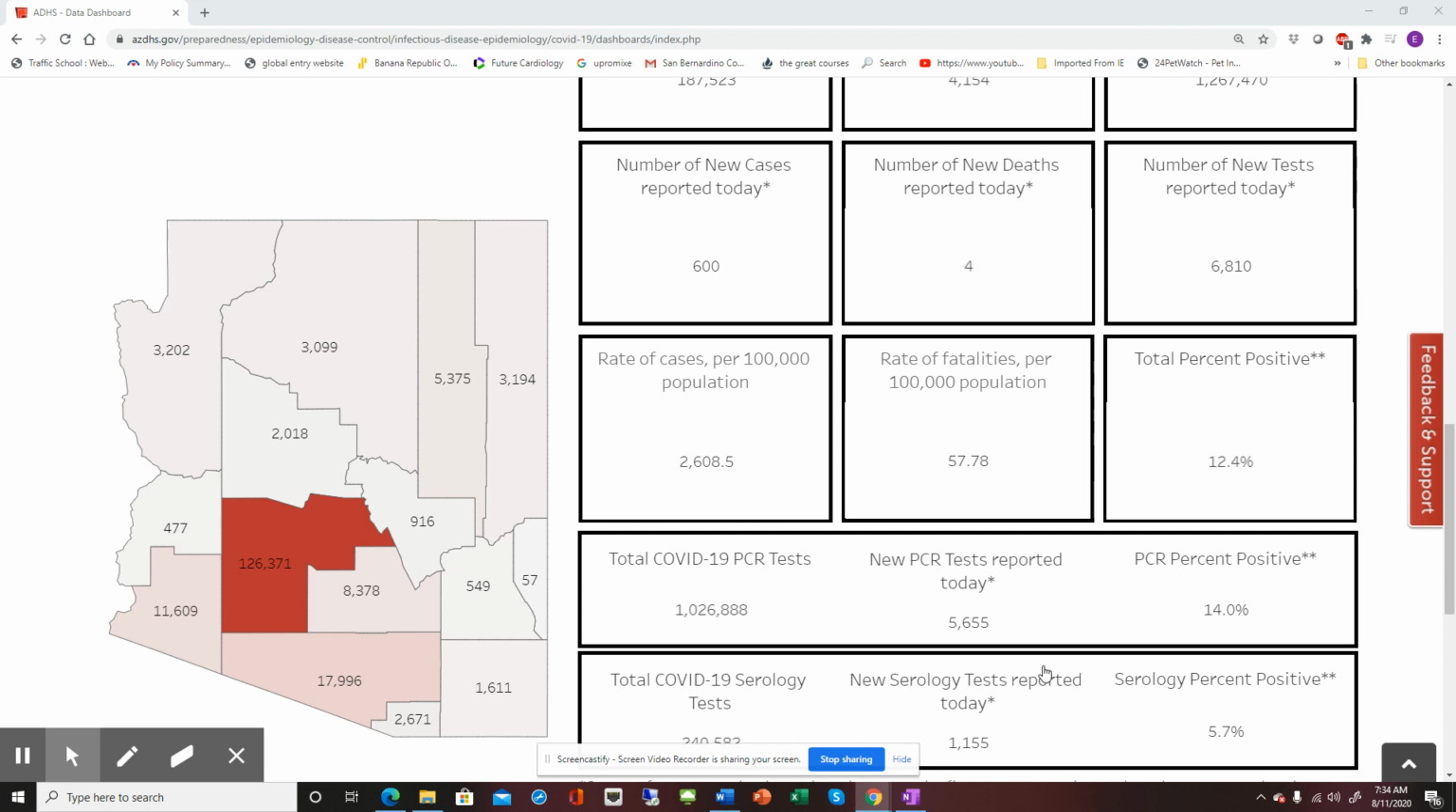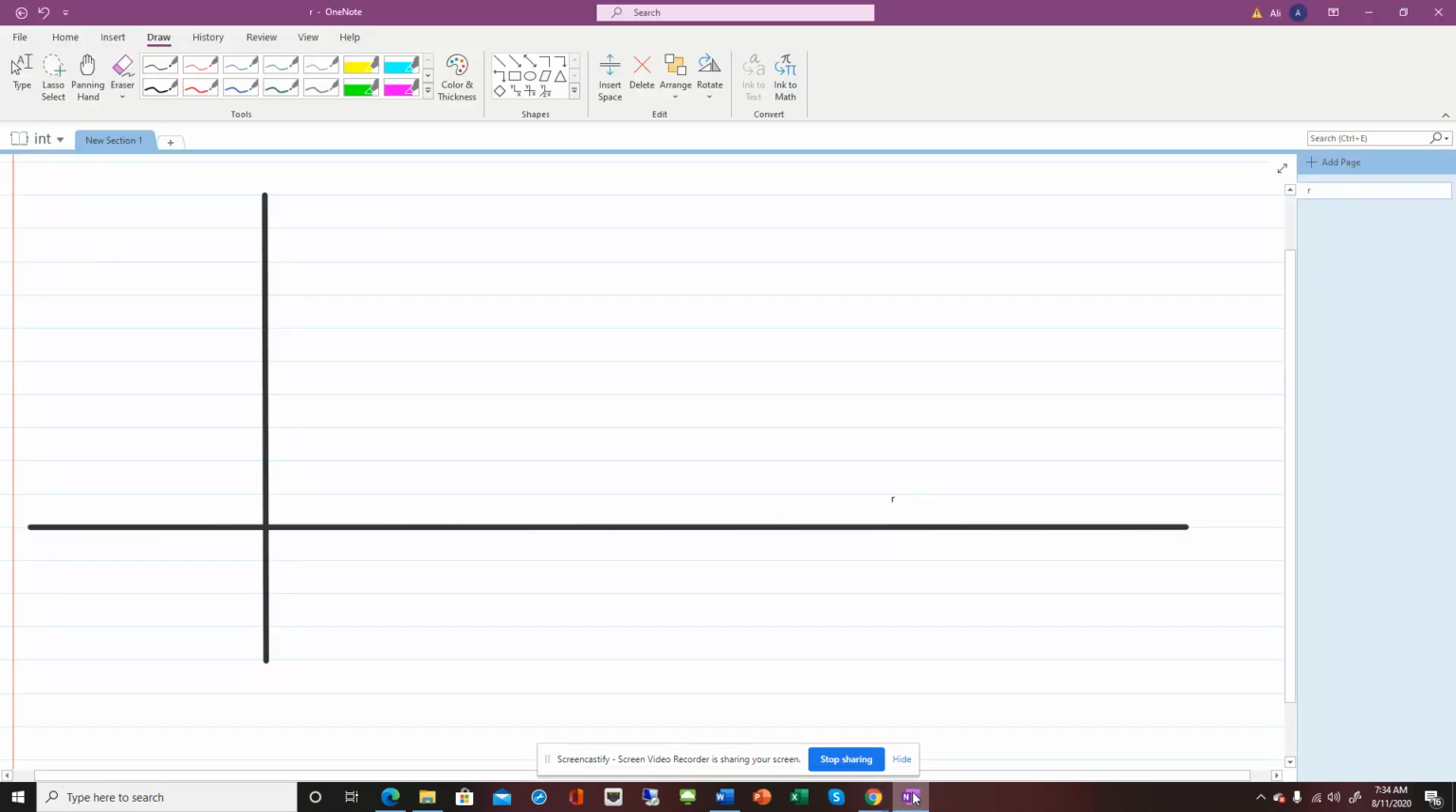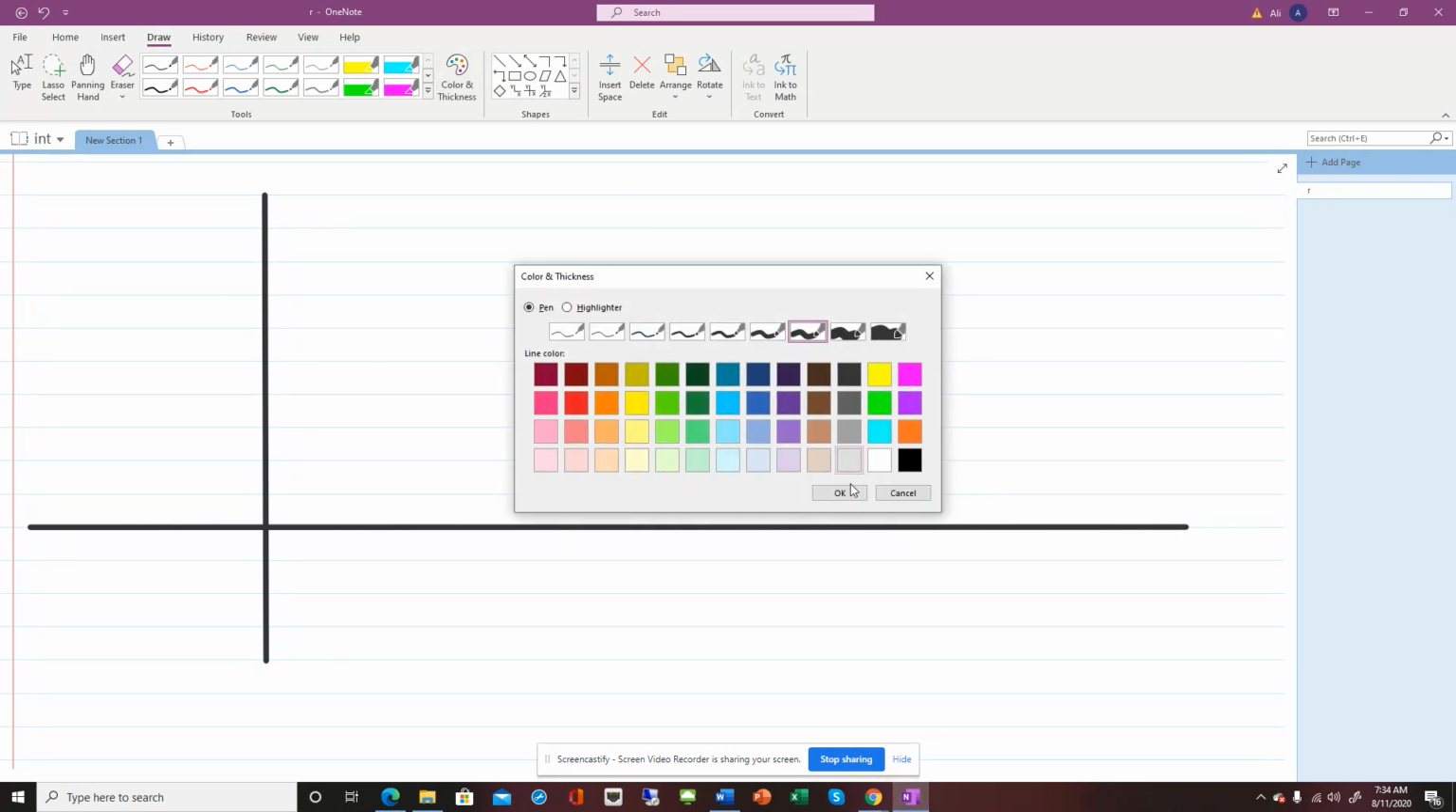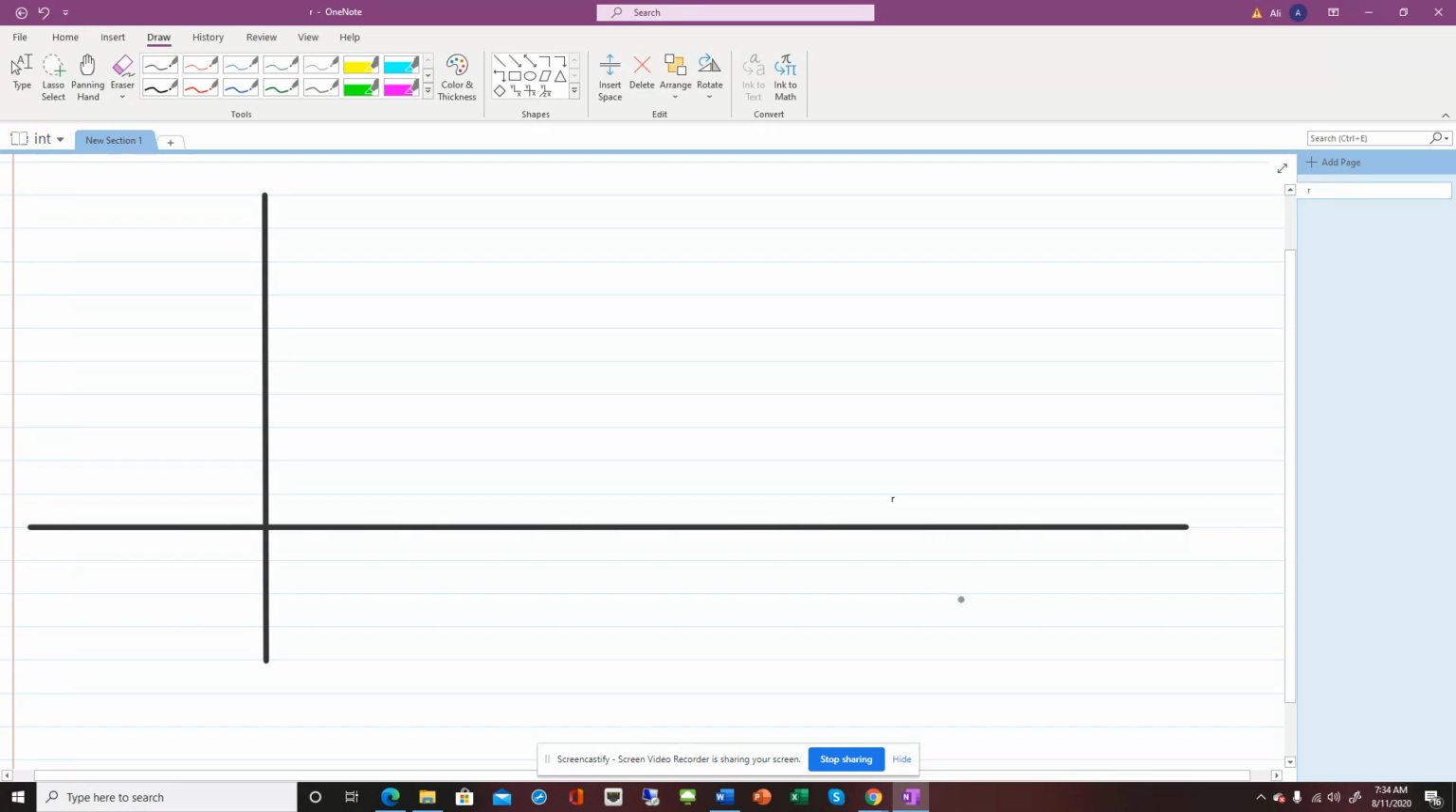Hello, everybody. As we can see, on August 11th, 2020, the Arizona Department of Health Services reported 600 new COVID cases and 6,810 new tests were reported that day. So to find the positive rate, we're going to take 600 divided by 6,810. Okay? So we have 600 divided by 6,810.